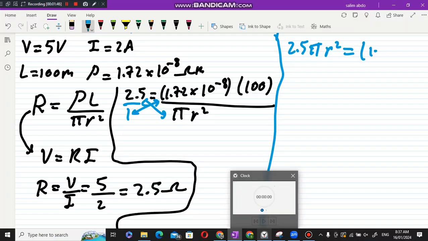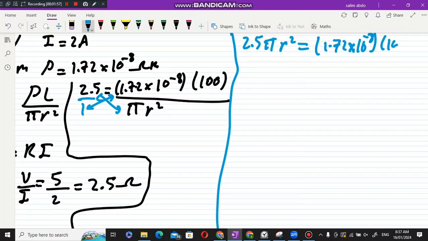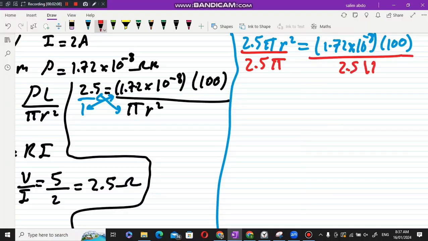1.72 times 10 power minus 8, and all of it is multiplied by 100. So in order to get r squared, we divide everything which is multiplied by r squared. So we have 2.5 multiplied by pi. We do it for both sides. This is cancelled with this, and r squared will be equal to the following. 1.72 times 10 power minus 8 multiplied by 100 divided by 2.5 pi.